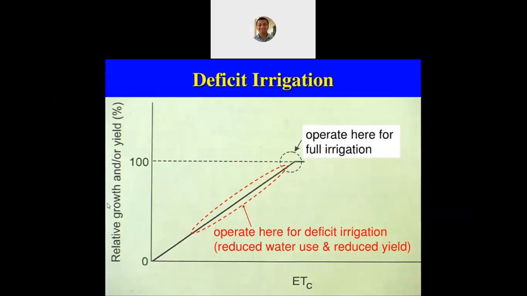So the deficit irrigation strategy basically says that if we want to get 100% of the yield, we need to operate full irrigation at this point where we can get the maximum crop evapotranspiration. However, if we want to reduce the crop evapotranspiration but not significantly the yield, for deficit irrigation strategy we need to apply the irrigation somewhere in this region, where the crop evapotranspiration or ETc is reduced, but without a significant reduction in yield.